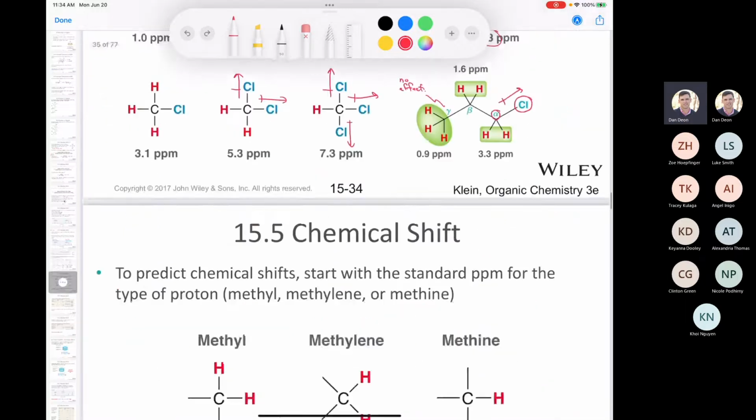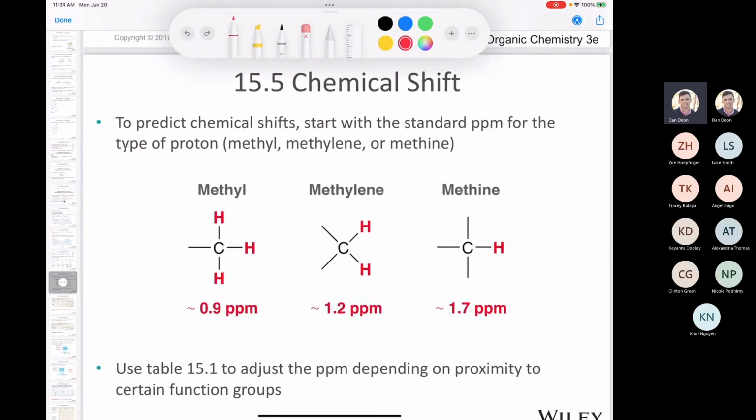shift of the protons. Now, in order to predict chemical shifts, and this is something that can be done with accuracy in a lot of cases, what we're going to do is start with a standard chemical shift for the type of proton, and then we're going to adjust it depending on its proximity to certain functional groups. So these are some baselines that you need to know. A methyl, a methylene, and a methine. You must memorize these values.